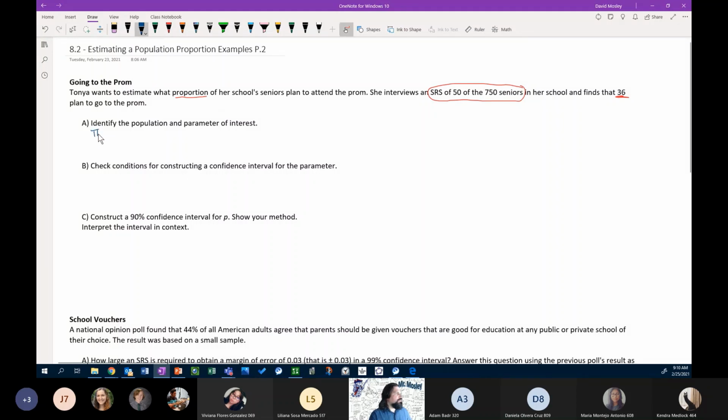All right, the population is the seniors at the high school. And our parameter of interest is the proportion of those seniors that plan to go to prom.